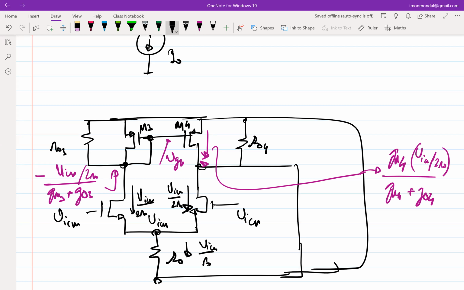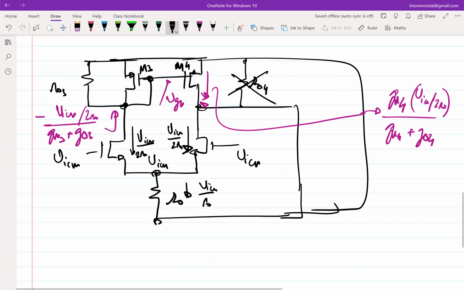So what about this R04? Will any current flow through R04? What do you think? No, that is shorted out, right? Incrementally shorted, so nothing will flow. So this goes off. Now you see there is a difference in current that is flowing into the node and that is getting dragged out. What is getting dragged out? VICM by 2 R0. What is flowing in is some fraction of that. It's close to 1, but still there is a difference. So what is the difference?